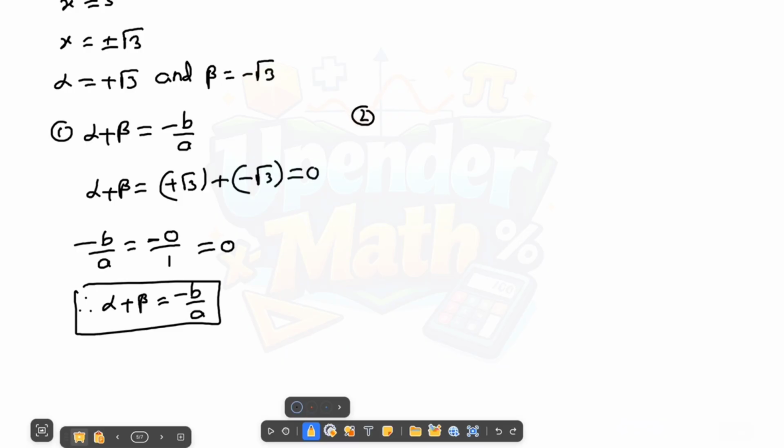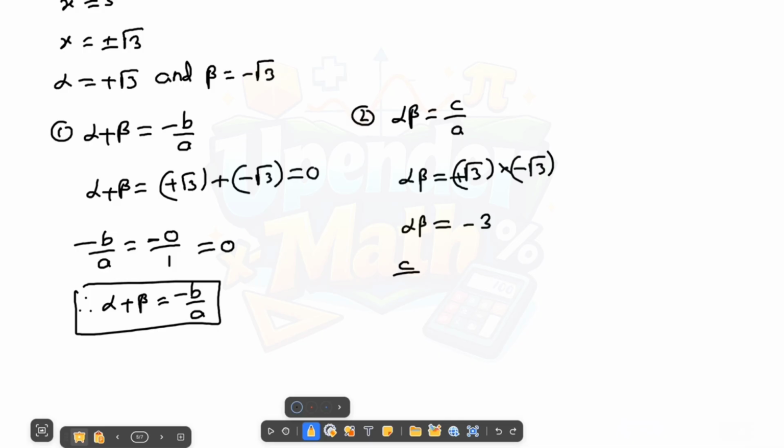Now the second relationship, the product of zeros: alpha into beta must equal c by a. So what is alpha? Root 3 into minus root 3. There is only one minus, right? Plus into minus is minus. Root 3 into root 3 is 3. So the product of zeros is equals to minus 3. And c by a: we know that c is minus 3, a value is 1. So minus 3 by 1 is minus 3. So the product of zeros is minus 3, and c by a is also minus 3. Therefore alpha into beta is equals to c by a. The second relationship has been verified, hence verified.